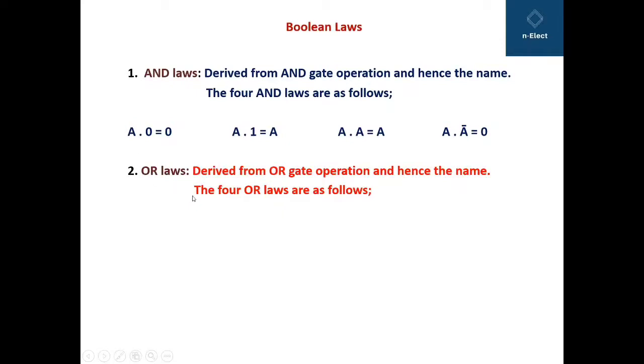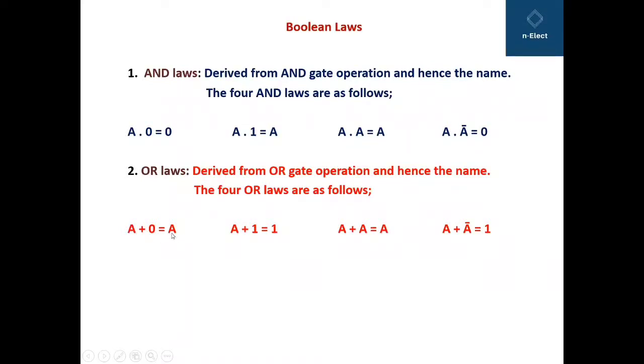Then OR laws. As we have seen, the AND laws are derived from the AND operation. Similarly, the OR laws are derived from the OR operation and hence the name. There are again four OR laws. A plus 0, meaning A or 0. When one input of an OR gate is 0, the output entirely depends on the second input. If it is 1, the output has to be 1. If it is 0, it has to be 0.